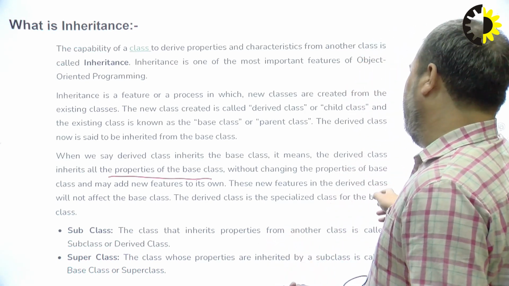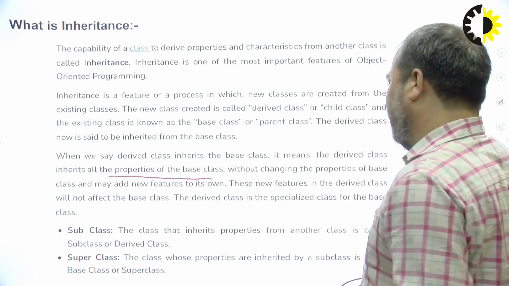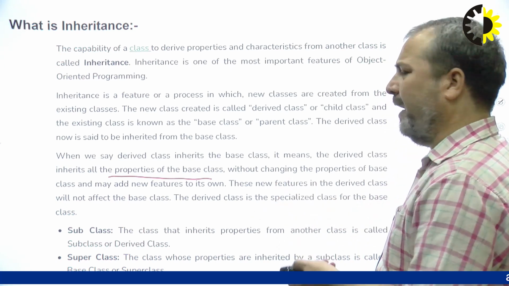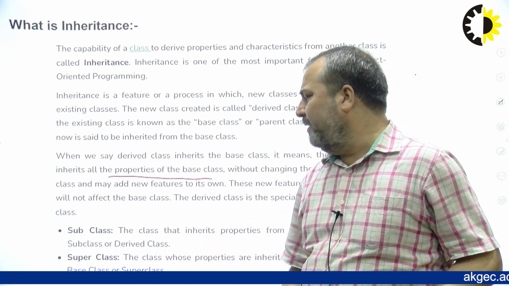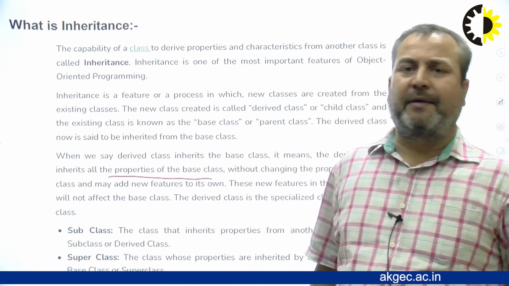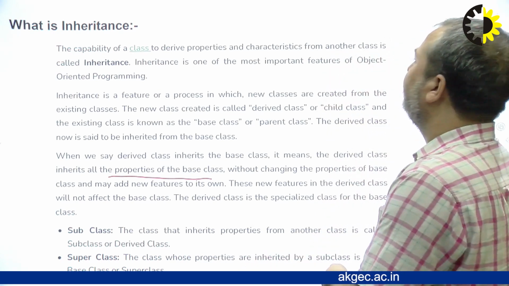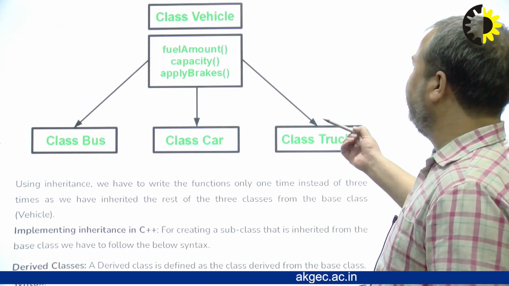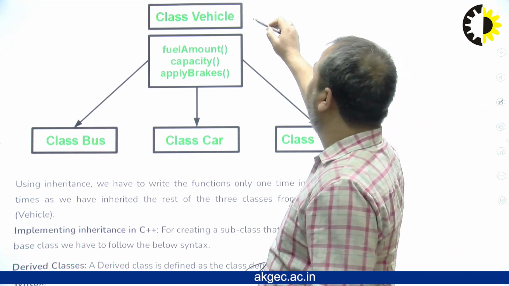So the derived class is a specialized class. The parent class is sometimes called the superclass, and the class which we derive is called the subclass. For example, let's see, we have a class vehicle.